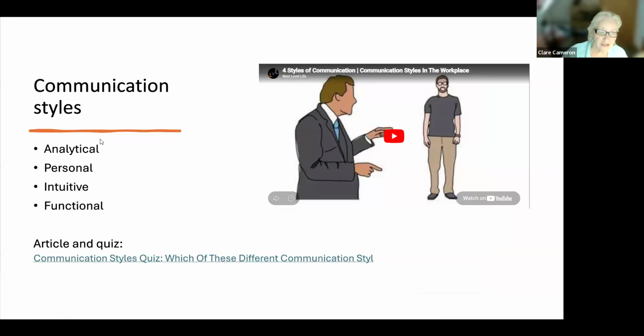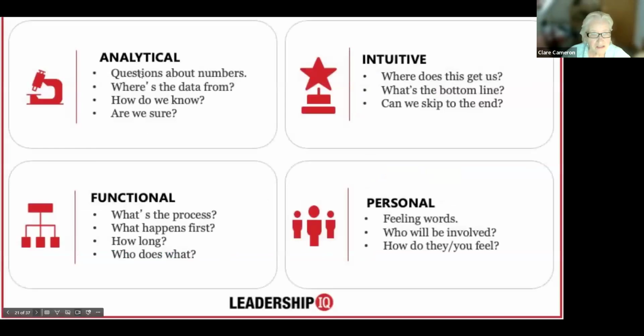Now, these are communication styles that you can use different ones depending on the situation. This is from management training, but they are useful. All of us have a preferred style. So in a nutshell, as I say, the video goes into great depth. It's really interesting. But in a nutshell, we've got the analytical, and they like numbers and data, and are we sure that's going to happen? The intuitive person is a broad brushstroke person. What's the bottom line? Can we skip to the end?